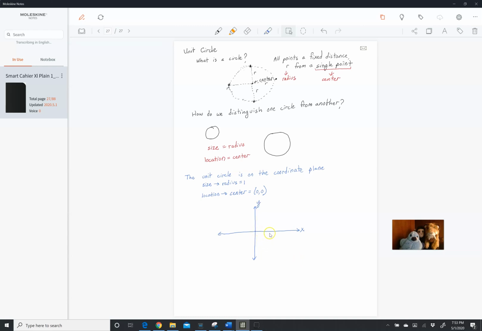So if we go to the right by 1 unit, then we are at the point 1, 0. If we go up 1 unit, then we're at the point 0, 1. If we go to the left 1 unit, we're at the point -1, 0. And if we go down 1 unit, we're at the point 0, -1. And then we're going to roughly connect these.